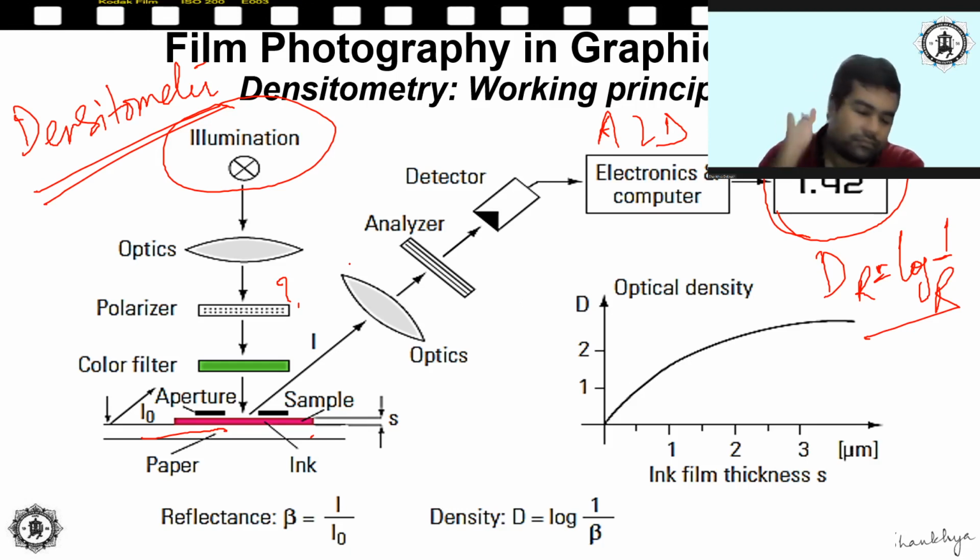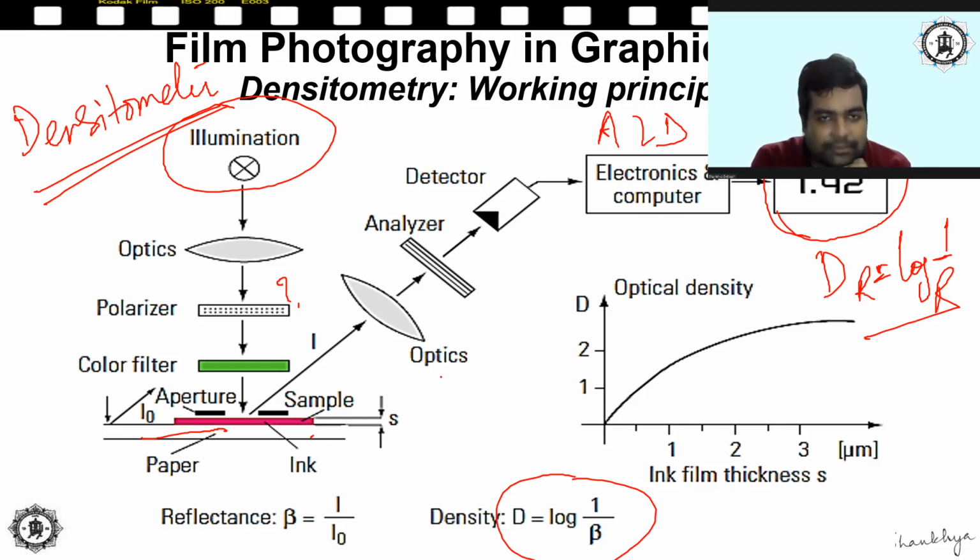All right. Now here some other notations are written. Don't worry, the formula remains the same. Here reflectance is written as beta, so I by I naught. What is I? I is the intensity of the light coming from the tone, and I naught is the intensity of the light coming from the non-image area, that is the white substrate. So it gets reversed in the density form, right?